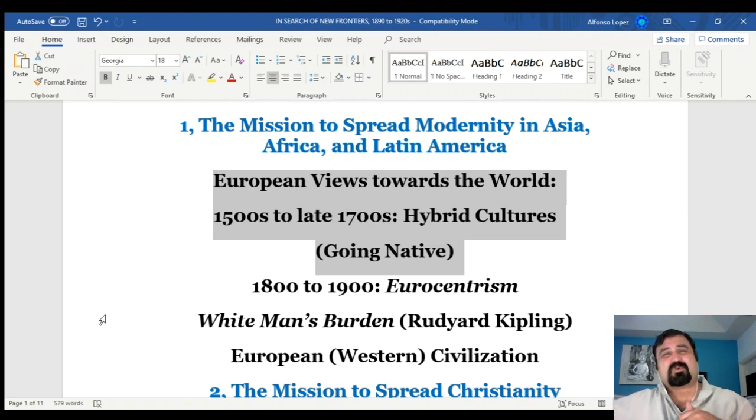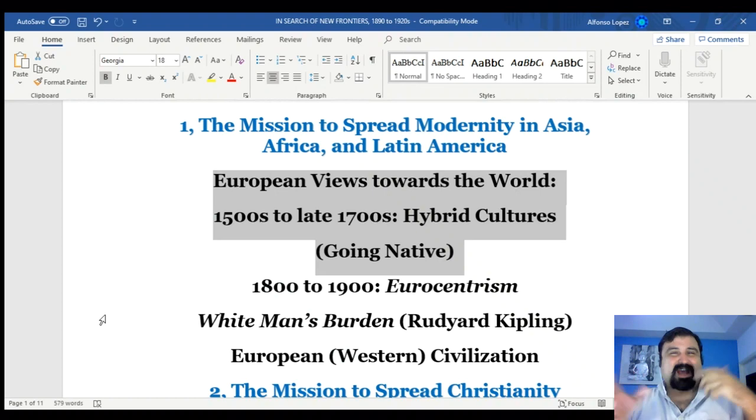Intermarrying, in many cases, with the local populations they encountered, whether the Spaniards were doing that in places like the New World, Mexico, Central and South America, or the French were intermarrying with the local native population in Eastern Canada, for example, or the British were intermarrying with the peoples of India. They colonized India in the late 1600s, and they were also intermarrying in many cases with the local population. So they were going native, if you will.